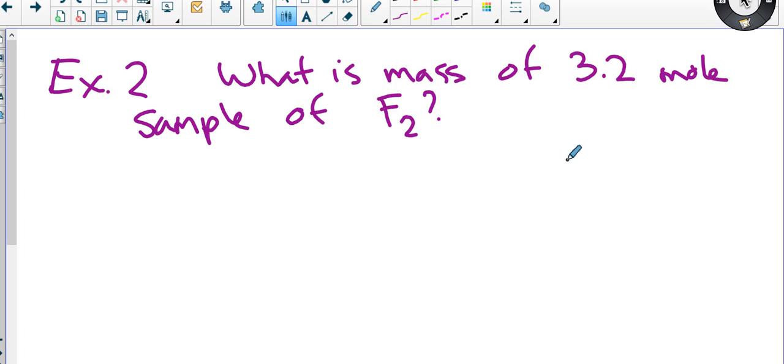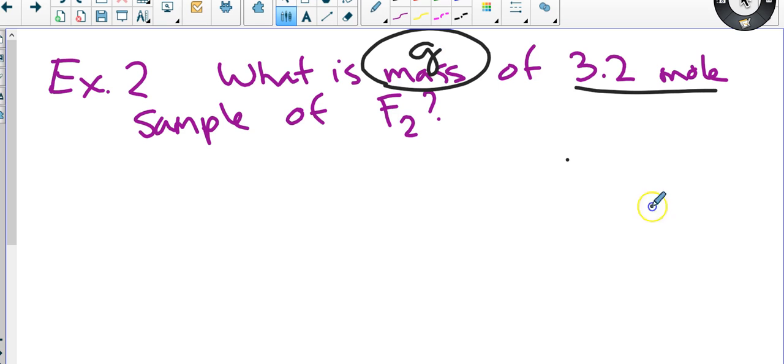Okay, so what am I going to underline, please? Jake? 3.2 mole. Yep, and then what am I going to circle? Mass. Which that will be grams, right? Okay, so let's look at our hand. So we're going from our palm, which is moles.